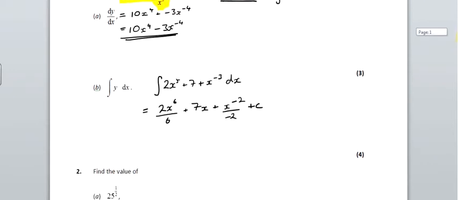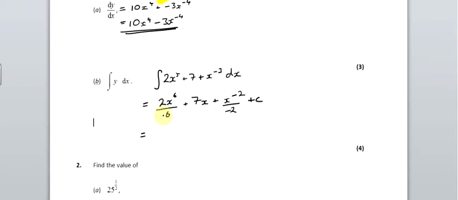But I need to simplify it, so 2 over 6 becomes a third, so I've got x to the 6 over 3, or you could have written a third of x to the 6. 7x is pretty simple already, and then the minus, I'm going to bring that up here because something divided by a minus is a minus, and then I've got x to the minus 2 over 2 plus c, and there we go.